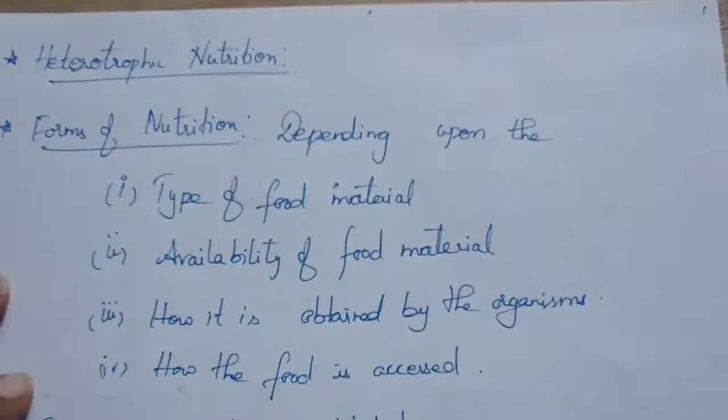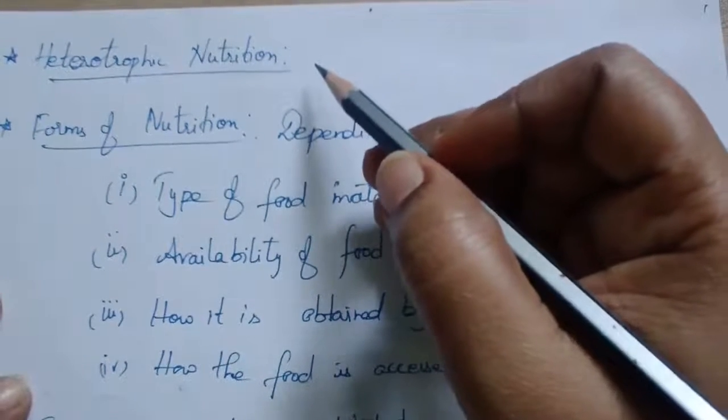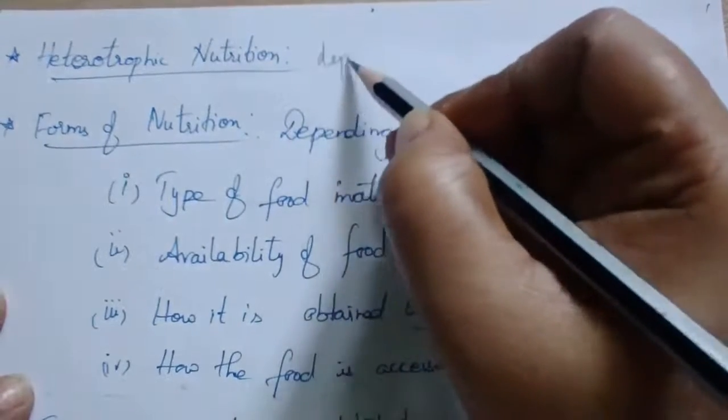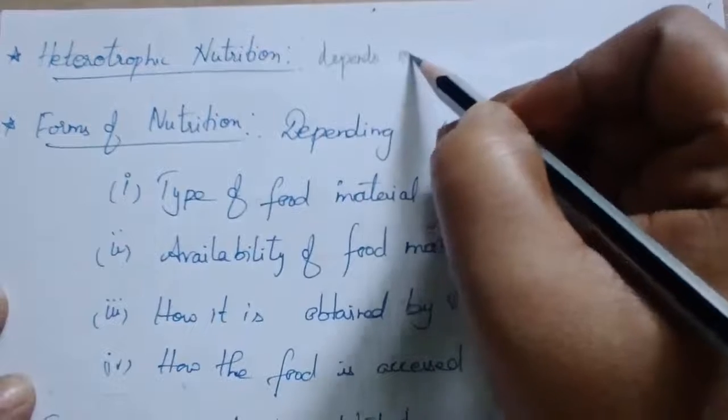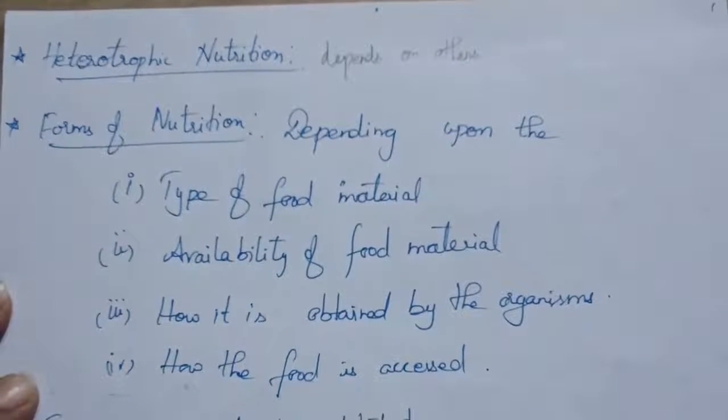Hi dear, today we'll see about heterotrophic nutrition. You know what heterotrophic nutrition is, right? It depends on other organisms, directly or indirectly. It cannot prepare its own food. That is heterotrophic nutrition.